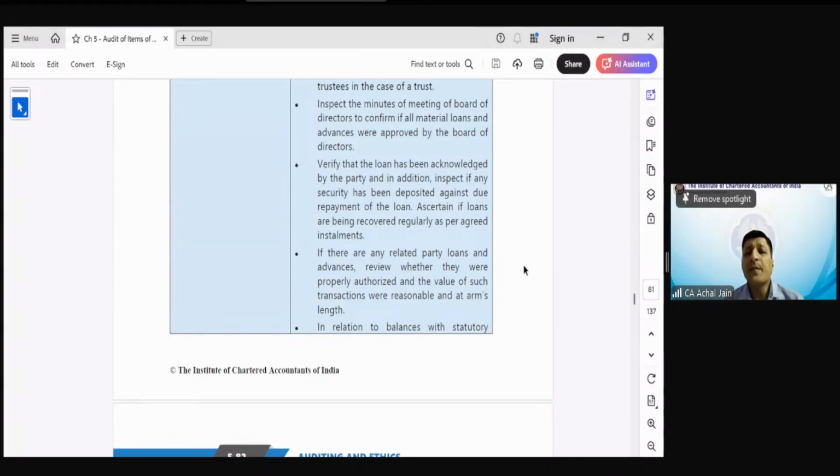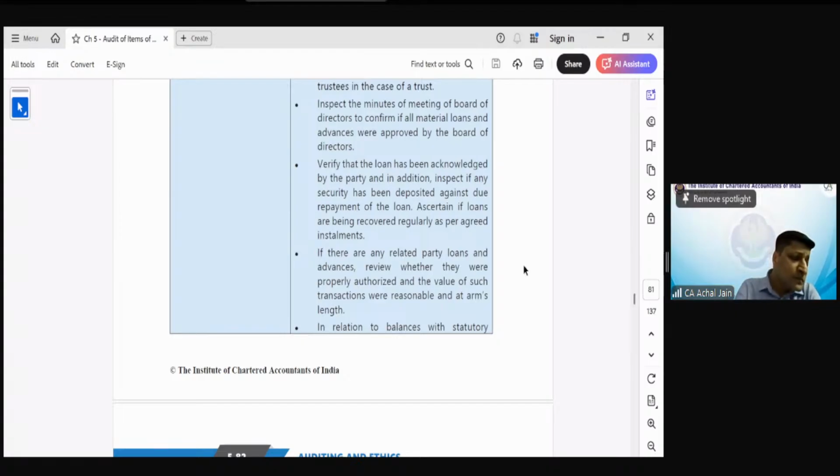Then in respect of loans and advances which are given, here again, similar to what you'll do in case of borrowings, sometimes these loans and advances could be secured, sometimes these may not be secured. If there is any security against that, the auditor will get to know about it from the documentation. And once the documentation is looked at, the auditor needs to evaluate that, review that.